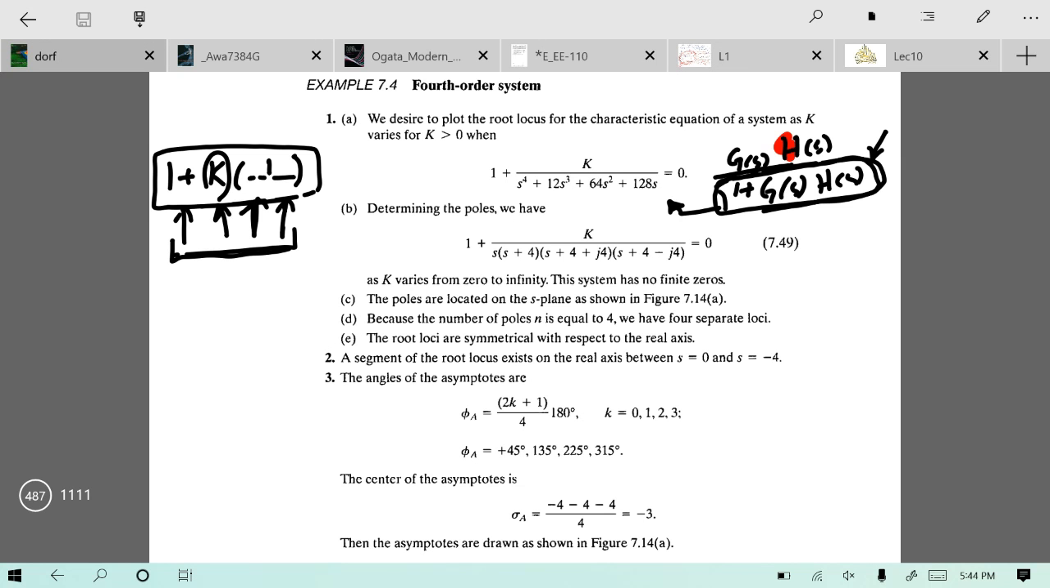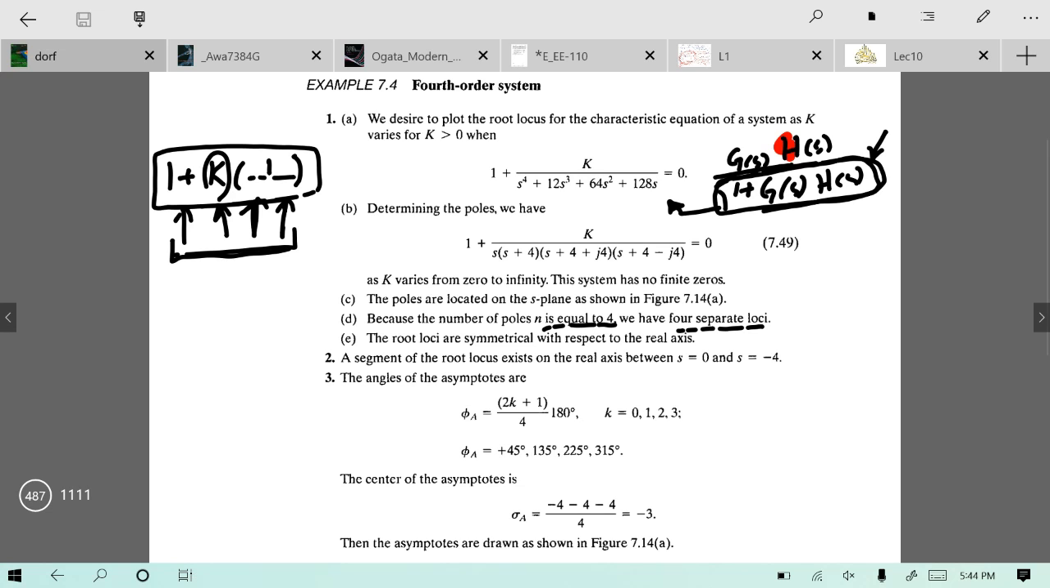So the poles are located on the S plane. We already know, because the number of poles n is equal to 4, we have four separate loci. He has already told us. The root loci are symmetrical with respect to the real axis.